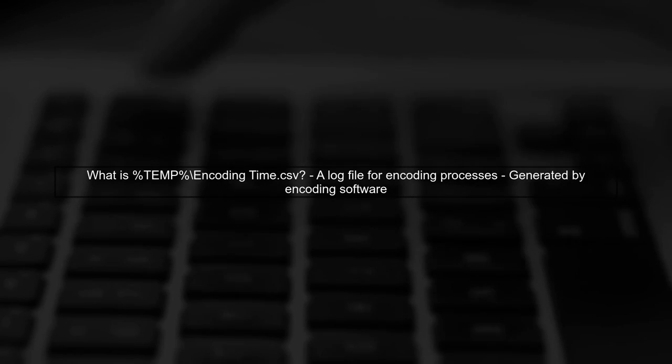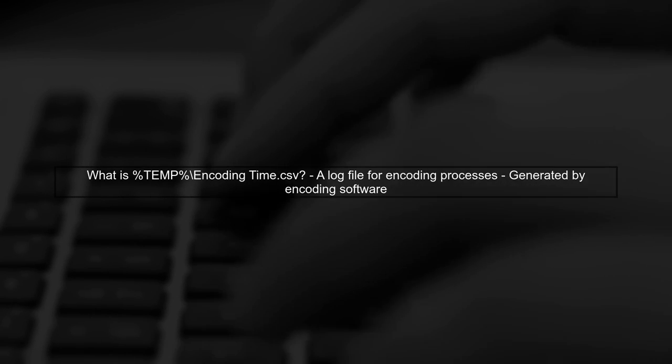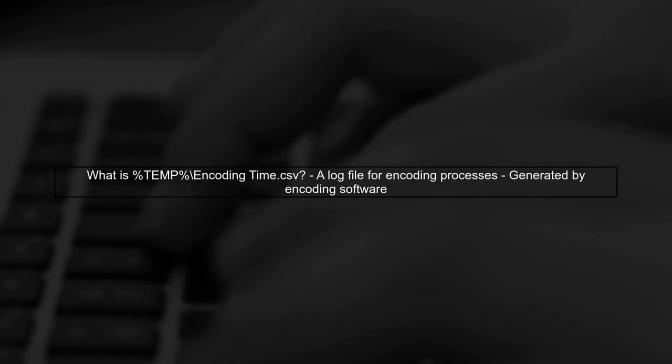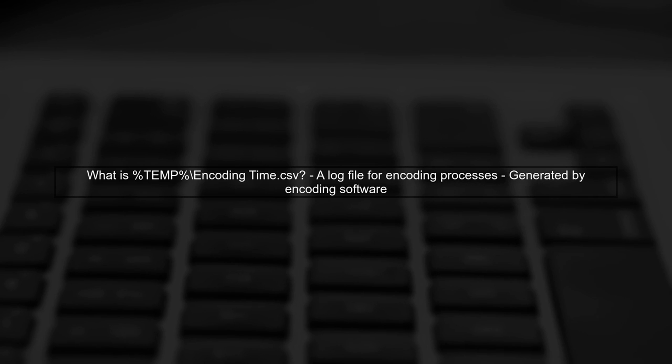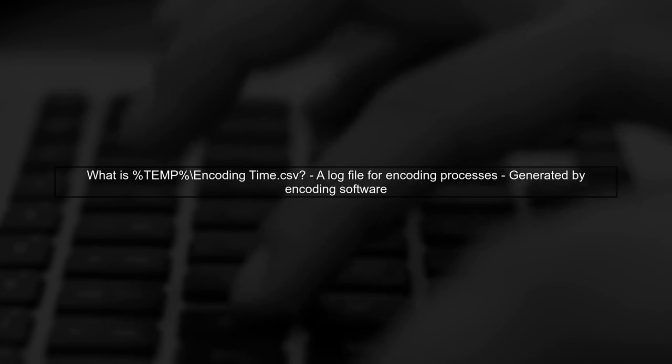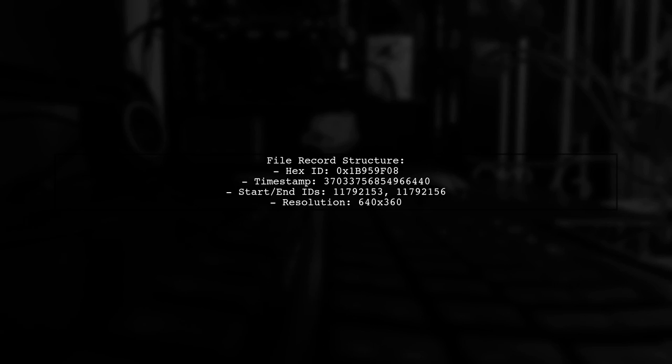Now, let's continue on. The file located at temp encodingtime.csv is likely being generated by an application that is logging encoding processes. This could be related to video or audio encoding software. The records in the file contain hexadecimal identifiers, timestamps, and resolution details. Each line represents a specific encoding task.